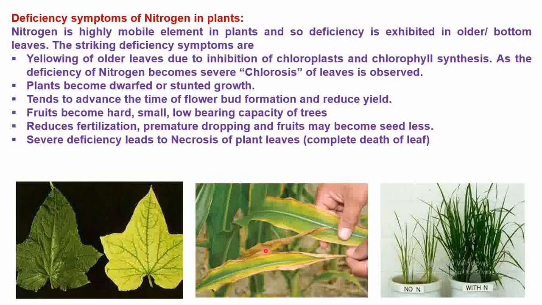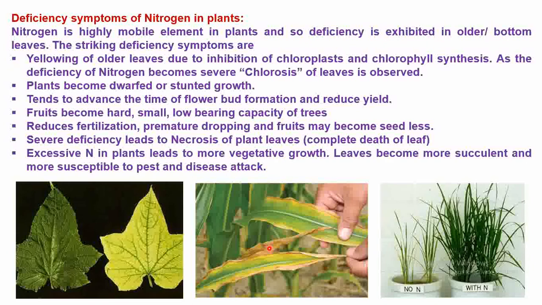Death of the plant tissues, necrosis. Excessive nitrogen in plant leads to more vegetative growth. Leaves become more succulent and more susceptible to pest and disease attack.